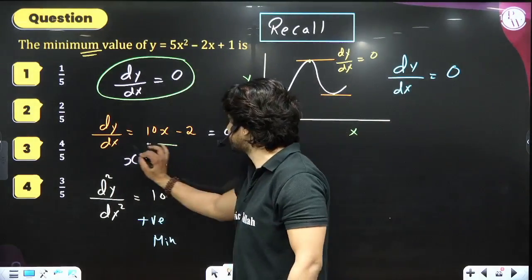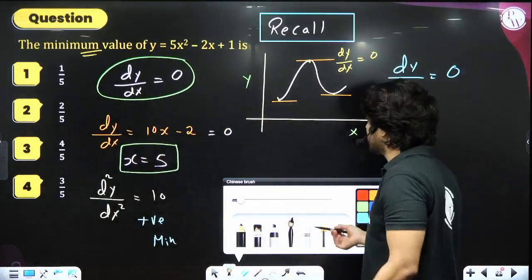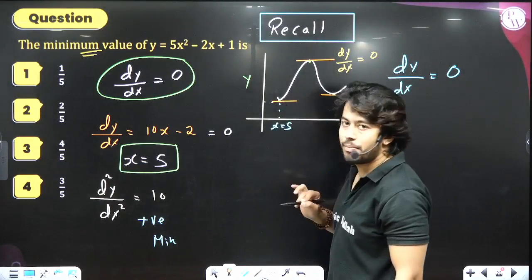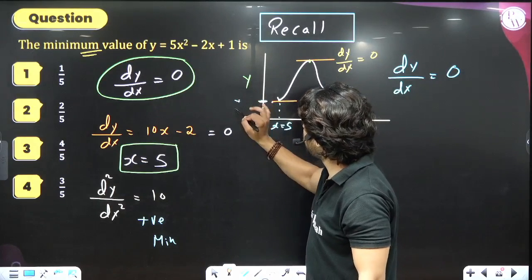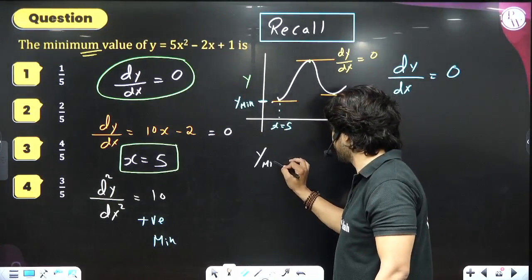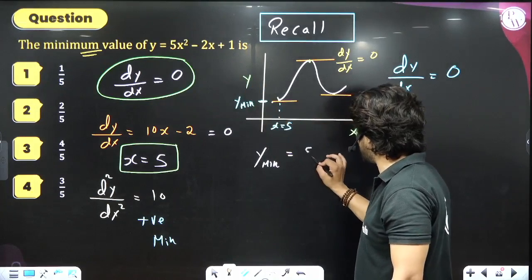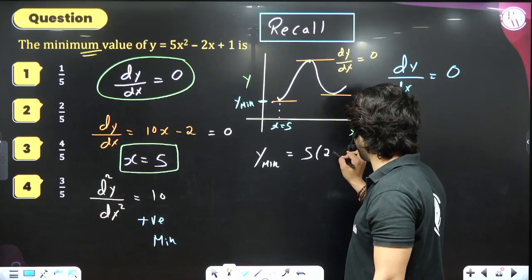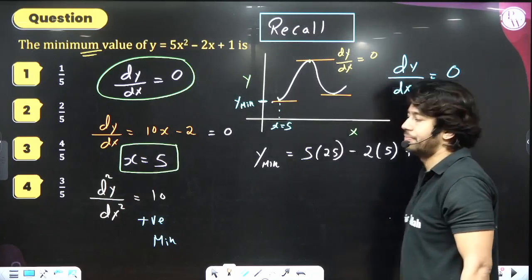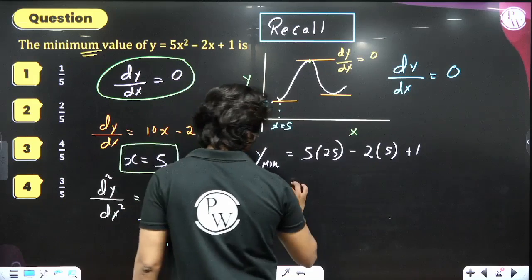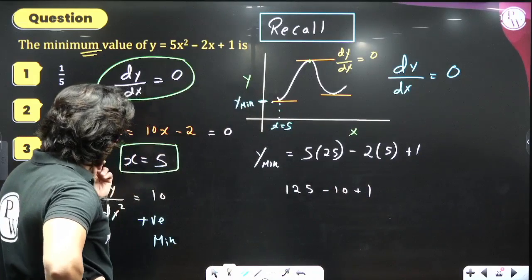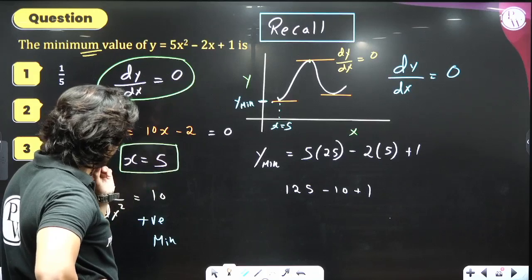Very clearly I am saying, at this value of x, for example, if this is x equals 5, you're going to get a minima. But the question is, what is the minimum value of that function? The minimum value is going to be, substitute 5x square, that means 25, minus 2 into 5 plus 1. What do we get? 125 minus 10 plus 1. This looks a very weird value, isn't it?